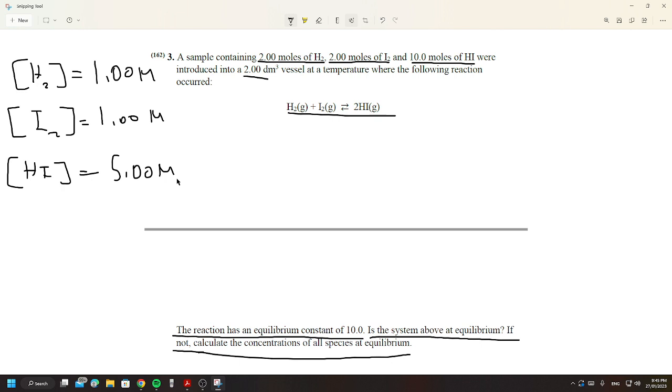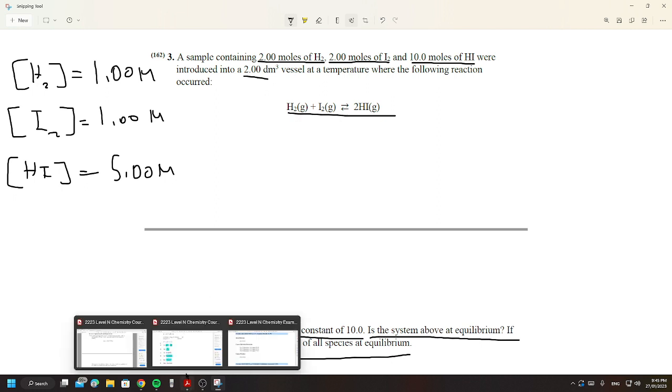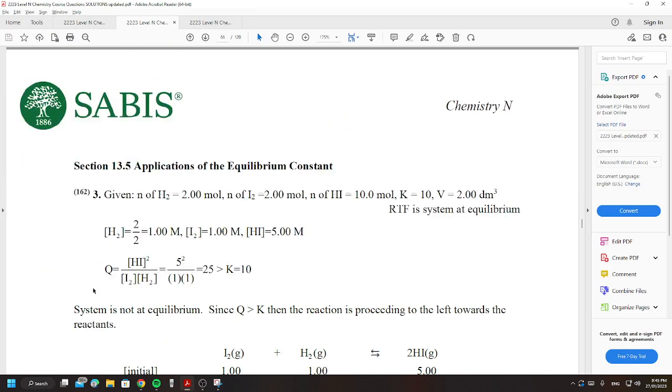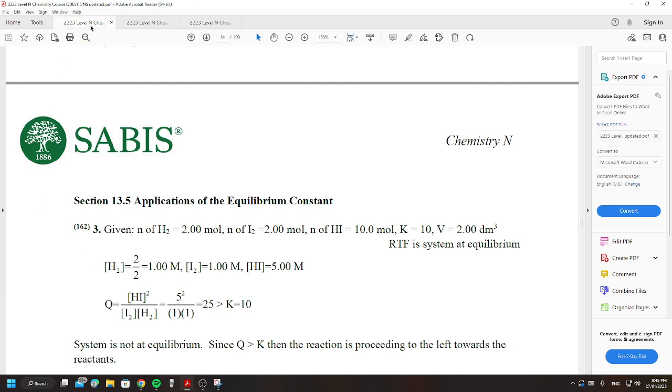Is the system above at equilibrium? If not, calculate the concentrations of all the species at equilibrium. Let me just double check what I'm supposed to do here so I don't mislead you guys. Yeah, okay.